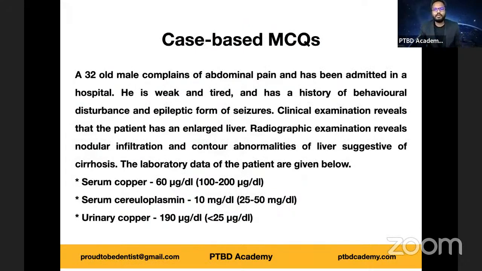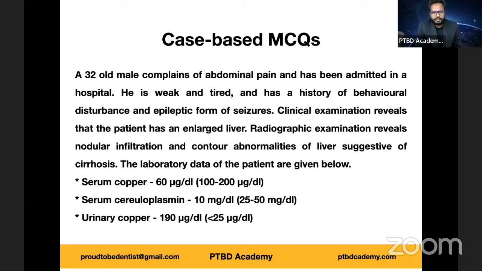So this is the case or context which we have. Check it out. A 32-year-old male complains of abdominal pain and has been admitted in a hospital. In fact, we have been looking at this term abdominal pain for the past 2 or 3 case-based sessions. He is weak and tired and has a history of behavioral disturbance and epileptic form of seizures, which means there is neurological involvement, isn't it? Clinical examination reveals that the patient has an enlarged liver, and radiographic examination reveals nodular infiltration and contour abnormalities of the liver, suggestive of cirrhosis.